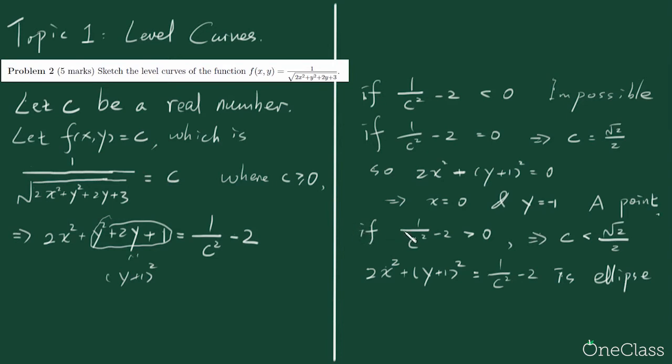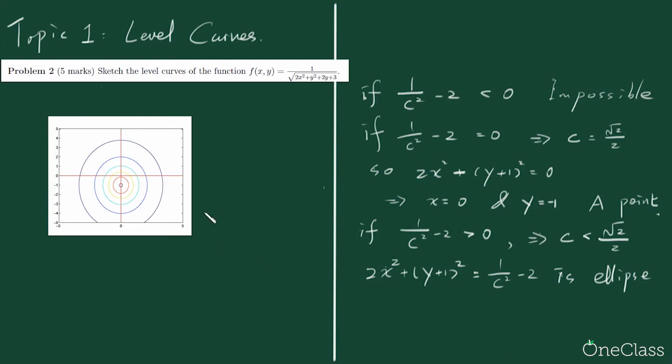And in the third condition, if 1 over c squared minus 2 is greater than 0, this will imply that c is less than square root of 2 over 2. And this one will give the level curve as an ellipse. So as c varies, we have a lot of ellipses. So the level curves are ellipses. Therefore, by sketching the level curves, the curve should be like this. So as c varies, there will be lots of ellipses, and the middle point is (0, -1), which is only 1 point.